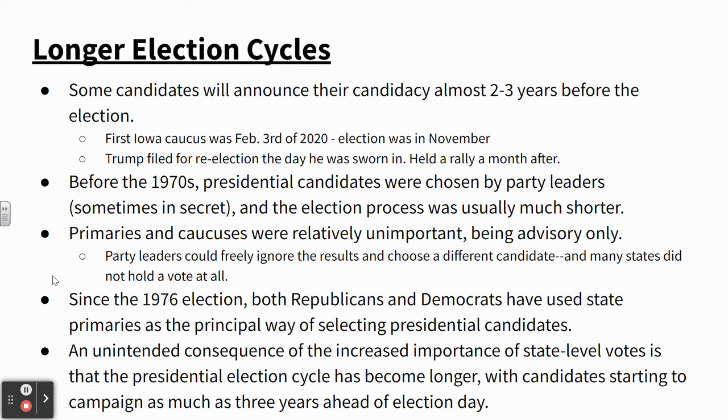Before the 1970s, presidential candidates were chosen by party leaders, sometimes in secret, and the election process was usually much shorter. This is the party bosses. We've touched on that idea, the amount of power that they had.